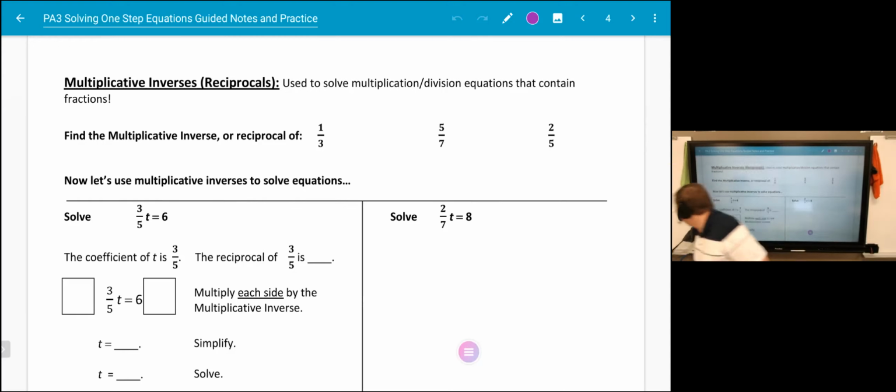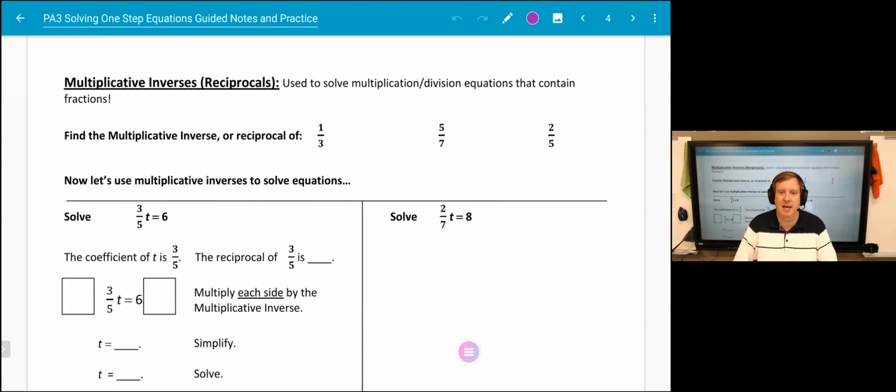That practice 1 is not due until Friday, but I've already posted it online if you want to take a look at it. Okay, we'll see you back here for the next one.